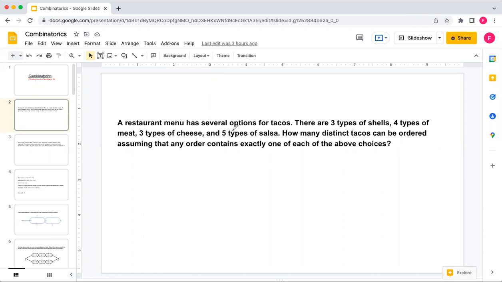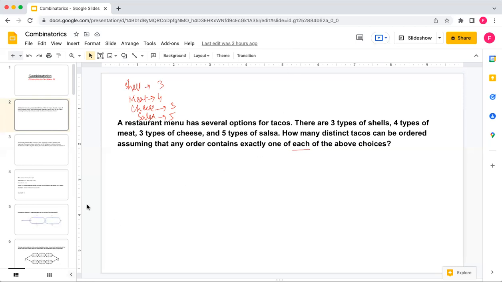A restaurant menu has several options for tacos. There are 3 options for shell, 4 options for meat, 3 options for cheese, and 5 options for salsa. How many distinct tacos can be ordered, assuming that any order contains exactly one of each of the above choices? So there must be one of each, right?